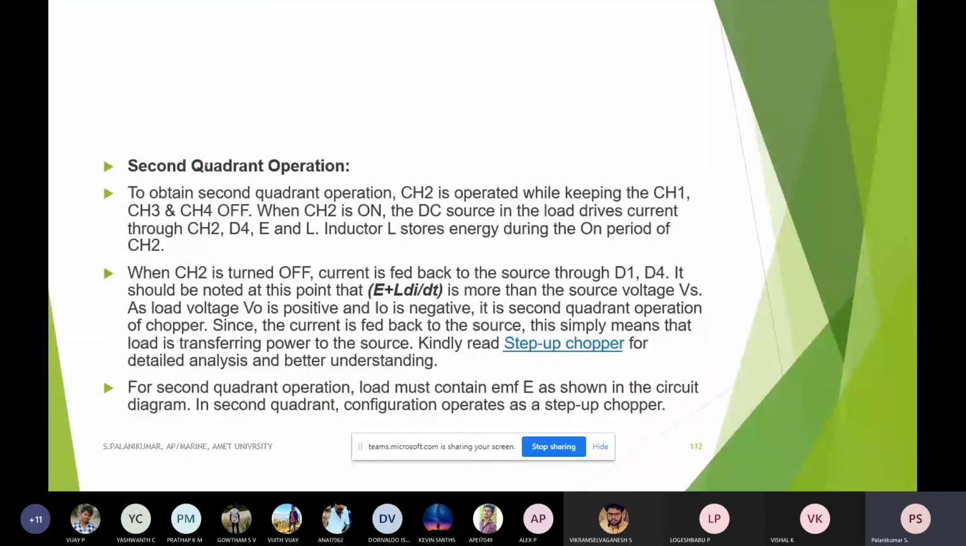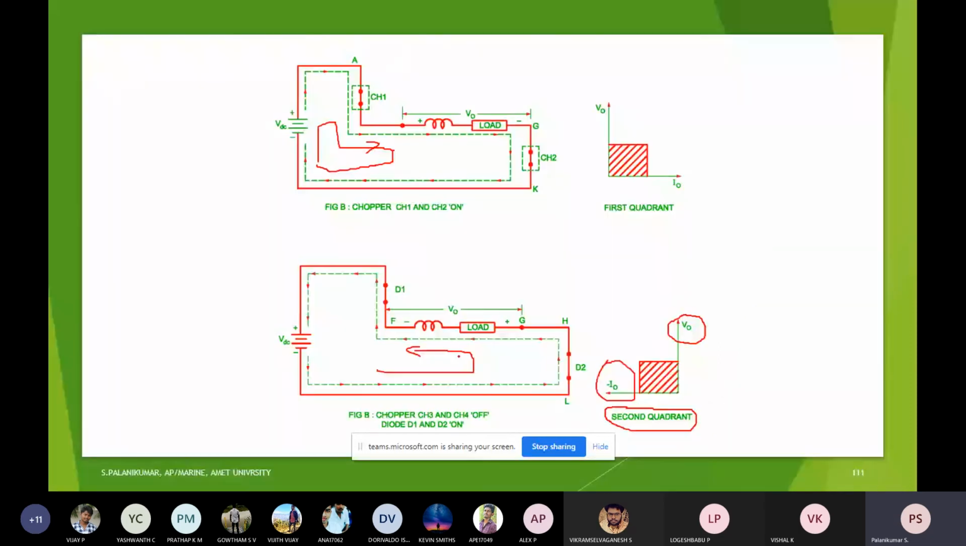To attain the second quadrant operation, CH2 is operated while keeping CH1, CH3 and CH4 off. When CH2 is on, the DC source and the load drive the current through CH4, D4 and the inductor L. I have explained this: inductor L stores energy during the on period of CH2. When CH2 is off, the current is fed back to the source through D1 and D4. It will be noted that it is in the opposite direction, which facilitates the second quadrant operation.